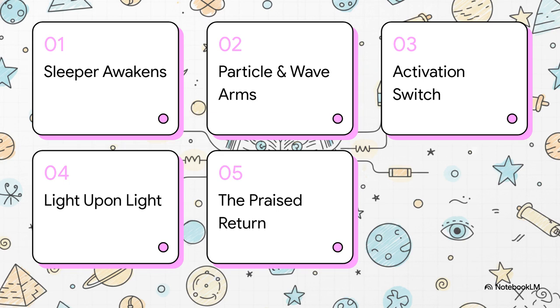And this brilliantly illustrates our roadmap for today. We've got 5 distinct phases. 1, the latent sleeper awakens. 2, the particle and wave arms. 3, the activation switch. 4, light upon light. And finally, 5, the praised return. Let's get right into it.